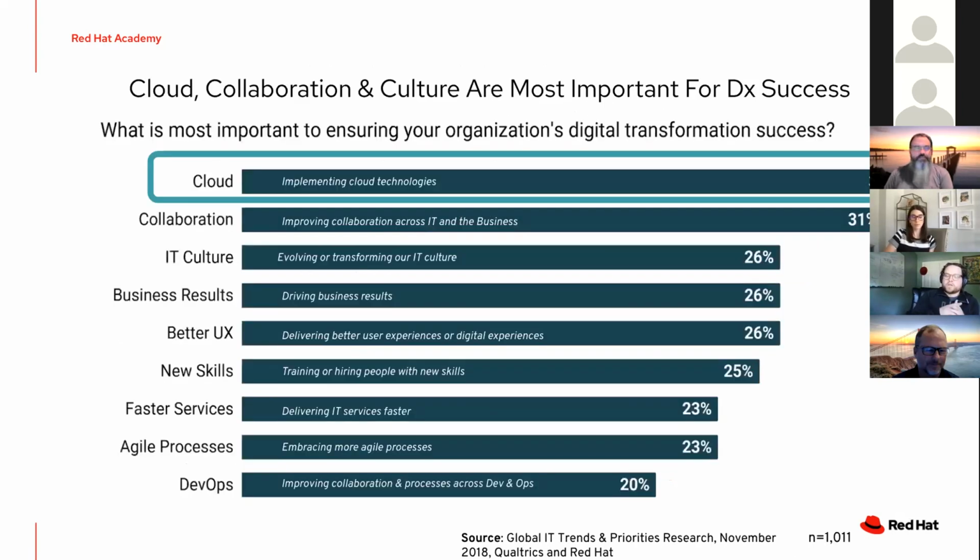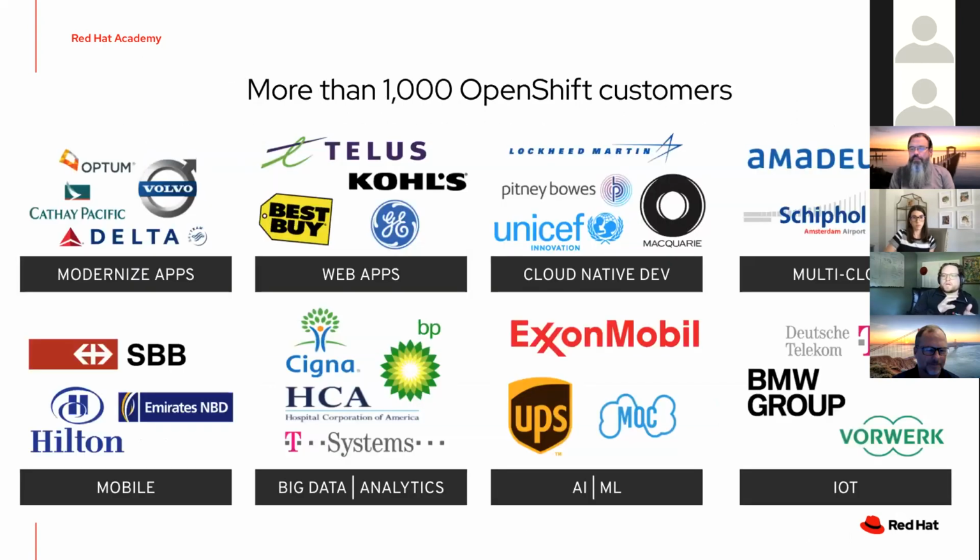And along with the digital transformation process, the biggest factor that companies are using to measure their success is cloud. So really implementing cloud technologies is a huge focus point for companies. And when it comes to Red Hat, one of the products that many of you are aware of at this point is OpenShift. When it comes to OpenShift, we have thousands of customers globally. If you just go through this, we have Volvo, Best Buy, ExxonMobil, BMW, T-Mobile.